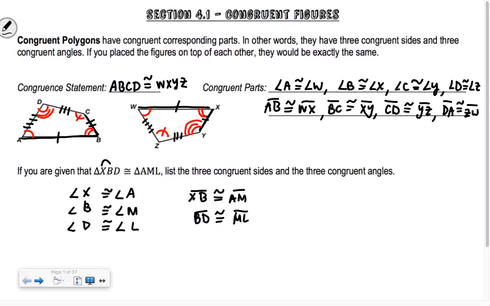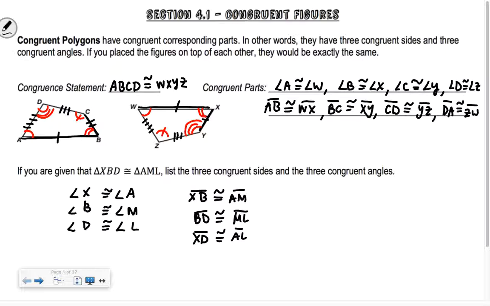So we did these two together, and we did these two together. What else do I need? You got it. XD is congruent to AL. Perfect. And then that's all three sets. So now that I have XB, I don't need to say BX, right? That's the same segment. So as long as you've done that once, you're good to go. Okay, does this make sense to everybody?